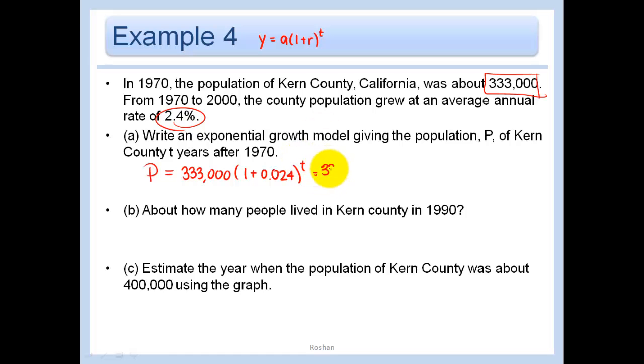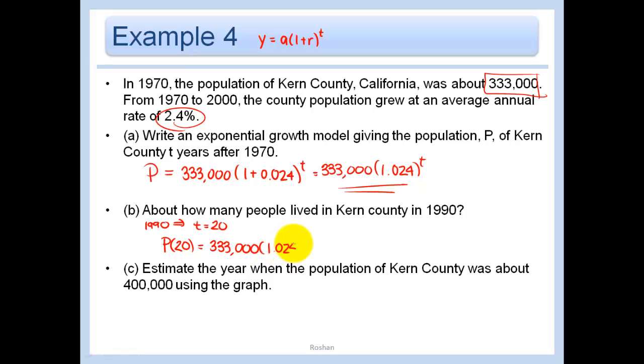In other words, 333,000, and we can just do 1.024 to the t. About how many people lived in Kern County in 1990? Well, 1990 means that t is equal to 20, because remember, t is just years since 1970, and that would be 20 years after. And so we can just do P of 20, P after 20 years. And you can use your calculator to do this. Remember, to make the power, just use that little symbol like that, and we should get 530,000 people. Don't forget your units here.